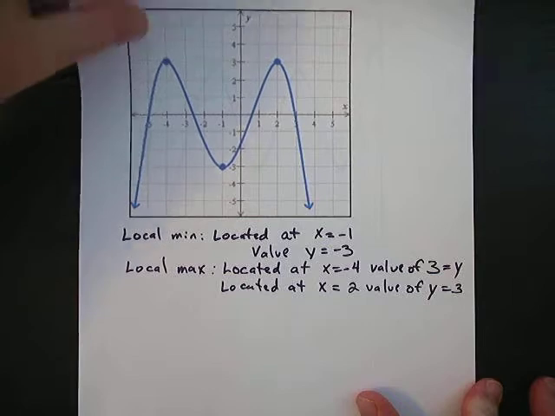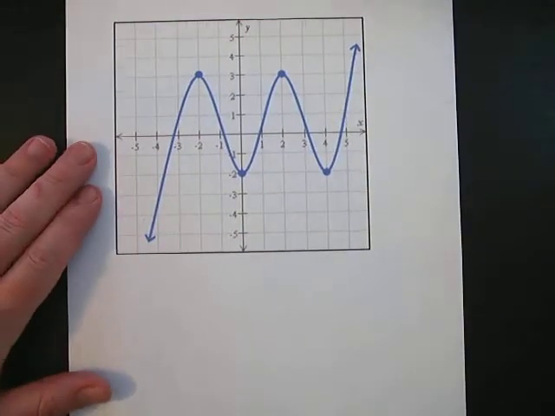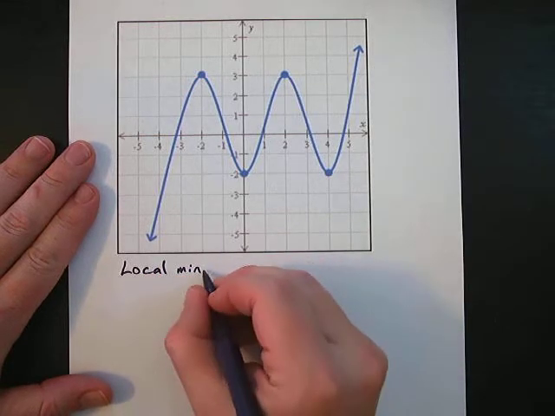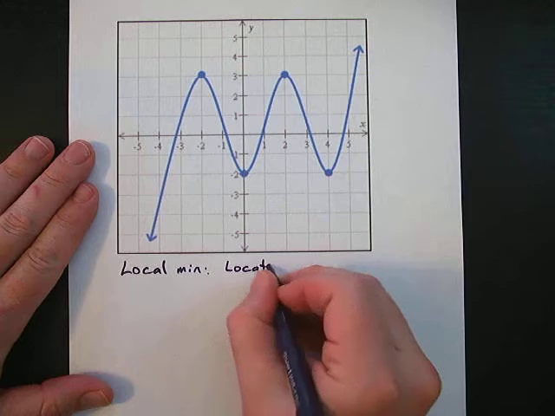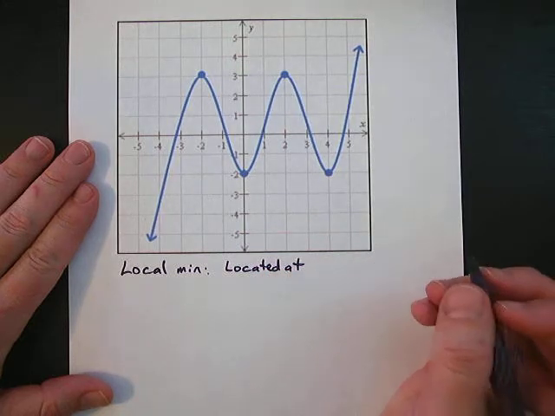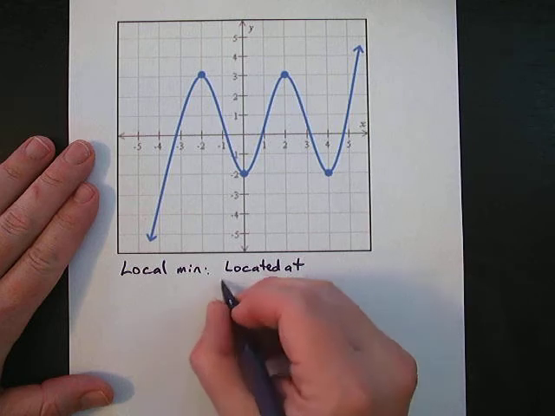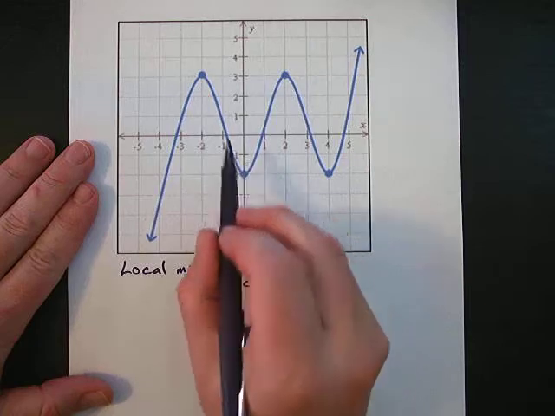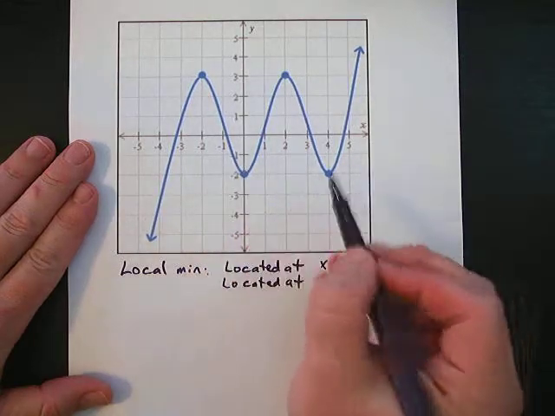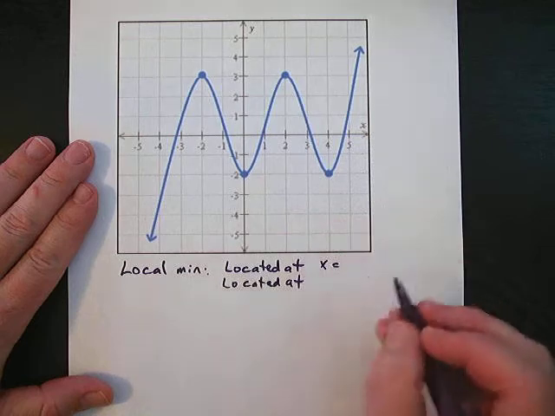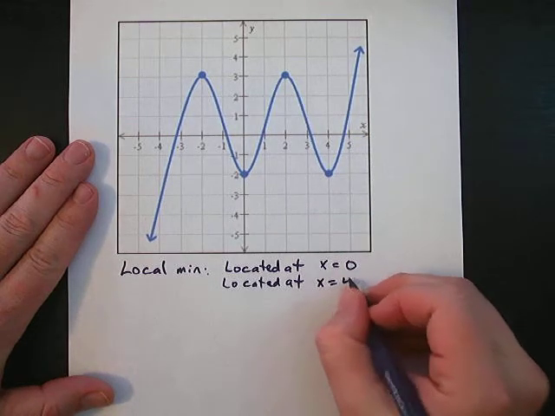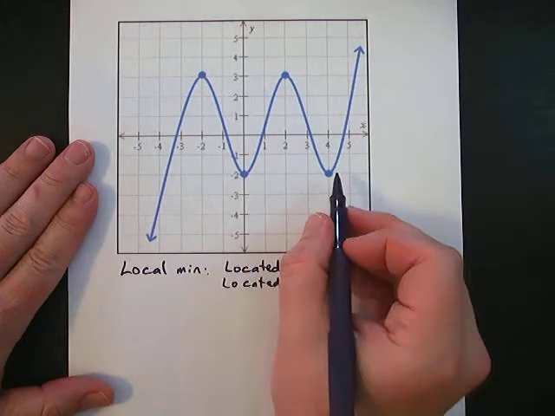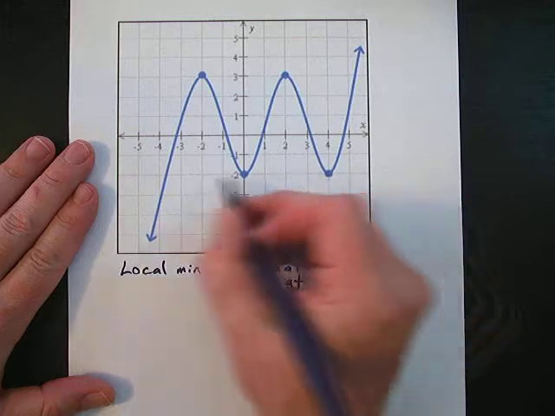Okay, let's do one more example, local min and max. For local min on this, located at, let's see, there's two different ones. At x equals 0, this is a local minimum, and this is a local minimum, so x equals 0 and x equals 4, with a value, let's see, they're both the same, right? -2, -2. So y equals -2.